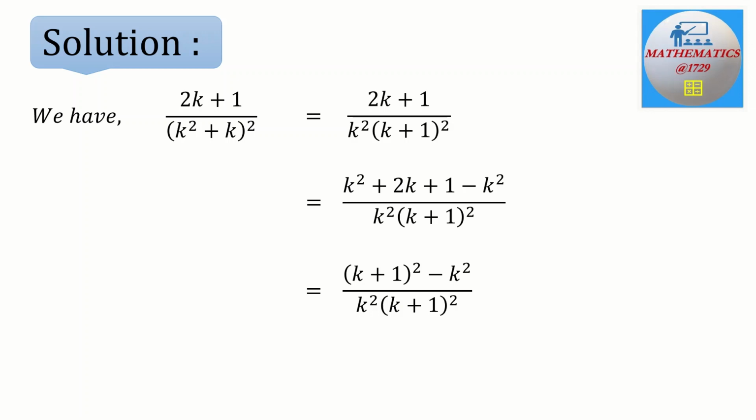As you observe here, when you split this into two further terms, in the first term (k+1)² cancels, in the second term k² cancels. So finally we got 1/k² − 1/(k+1)². Now I am using this in solving the question.